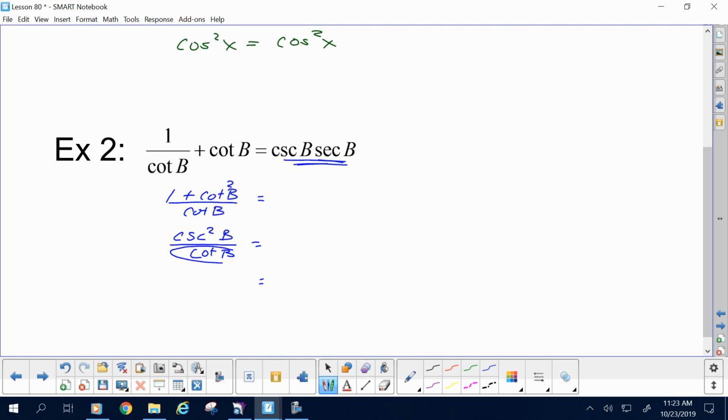What are you doing here? 1 over tangent, or tangent in the numerator? Yeah, that works. Okay? Cotangent in the denominator is the same as tangent in the numerator. That's good. What else? I have to take tangent into sines and cosines.